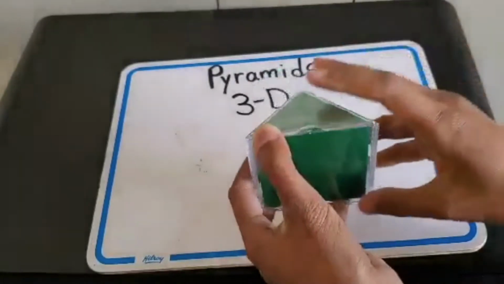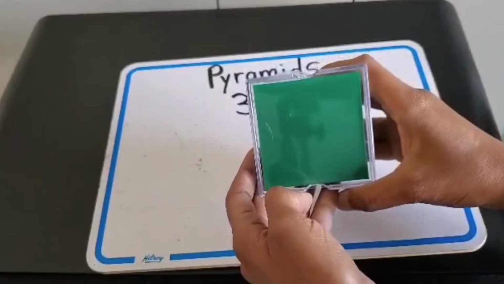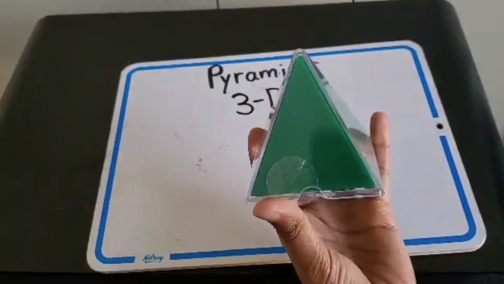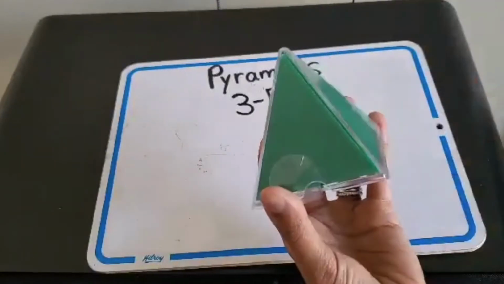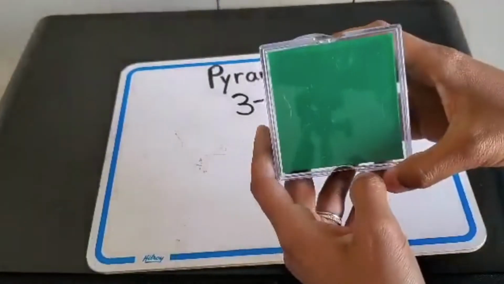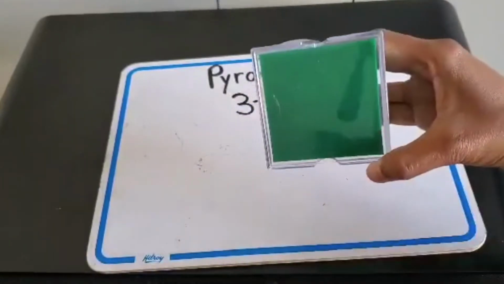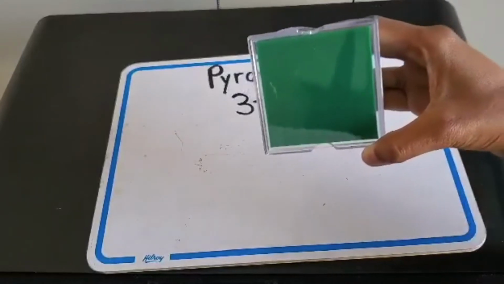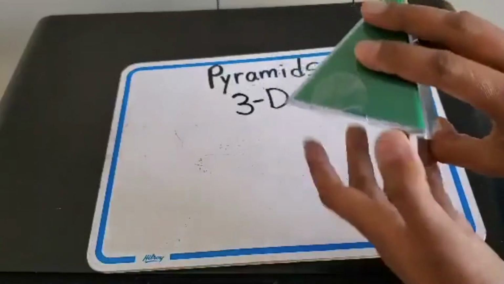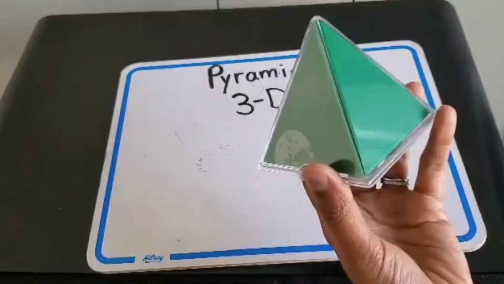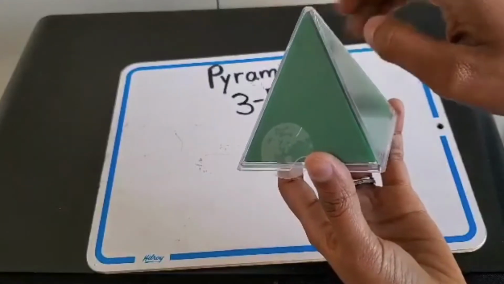Not all pyramids need to have a square face at the bottom. You can have any polygon face at the bottom of a pyramid. A pyramid has 3 or more triangular faces, and the bottom of a pyramid can be any polygon. So it doesn't have to be a square. This one has a square face at the bottom, but it can be any polygon face at the bottom, and 3 or more triangular faces makes a pyramid. And of course, there's a little point here at the top.